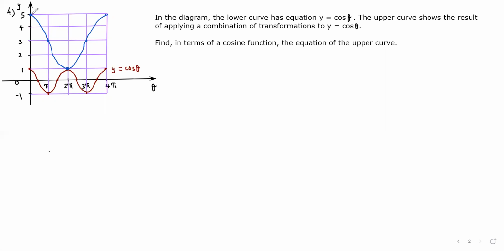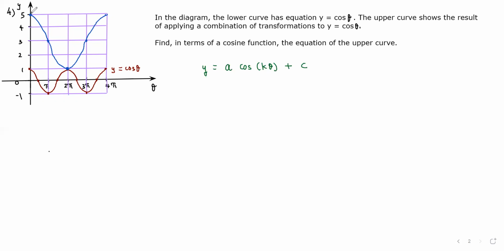The maximum is at theta equals 0. So this graph does not have a phase shift or a horizontal translation. The graph that we want is in the form of A cos(k theta) plus c. That is the equation that we need to determine. We need to find the values of A, k, and c.